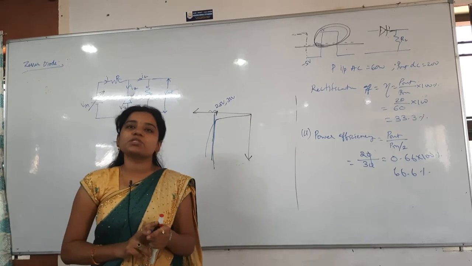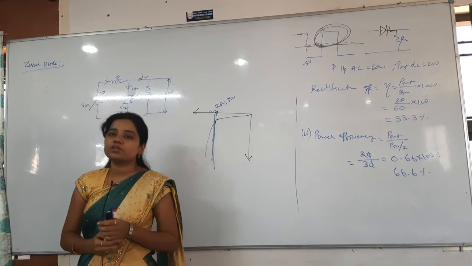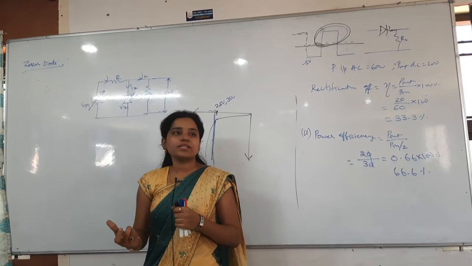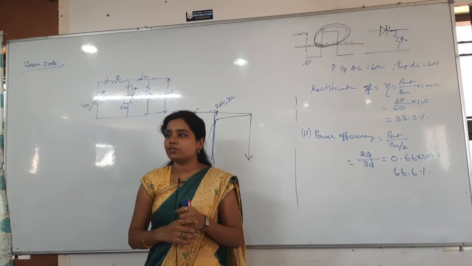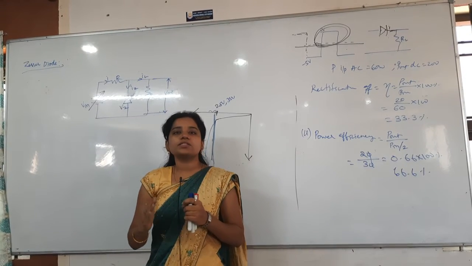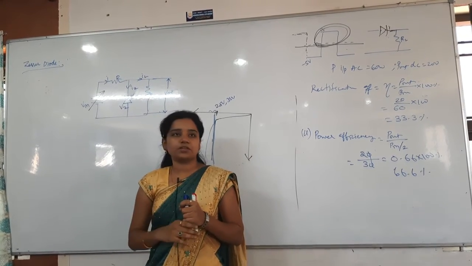So you have to remember that the Zener diode is a heavily doped PN junction diode. In the reverse bias it acts like a regulator, and in the forward bias it acts like a PN junction diode. It also takes the fluctuations in the input signal and sends a constant output signal.